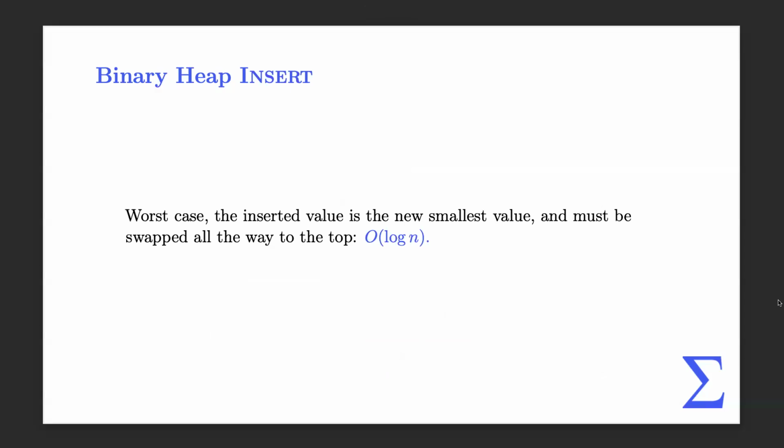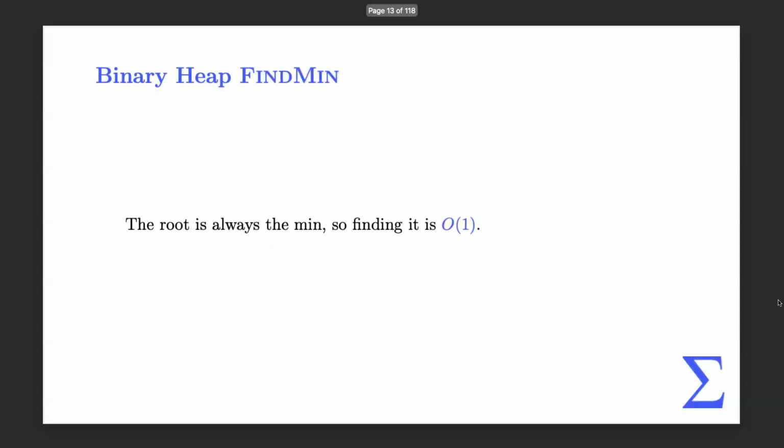Yeah, and because of the height of the tree, at most you have to swap the new value all the way up to be the new root. The height of the tree is log n, so the worst case runtime of insert is big O of log n. Find minimum is just the root, so that's constant.